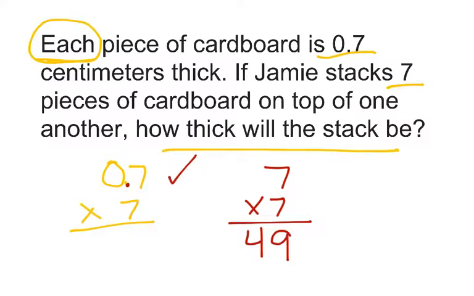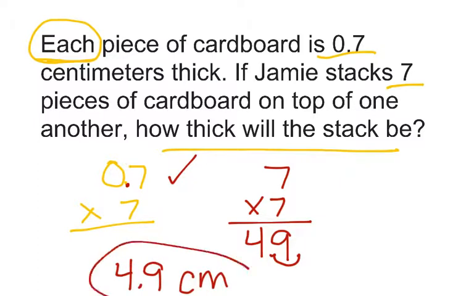Now we're not done. Because I have one decimal place, that means that I need to start at the very end or start at the decimal. In this case, we don't have a decimal, so I start at the very end and I move it however many decimal places there are. So if there were 2 on the top, 2 on the bottom, I would move it 4 places. In this case, there's only one decimal on the top and none on the bottom, so I'm going to move it 1 place. So the stack would be 4 9/10 centimeters thick.